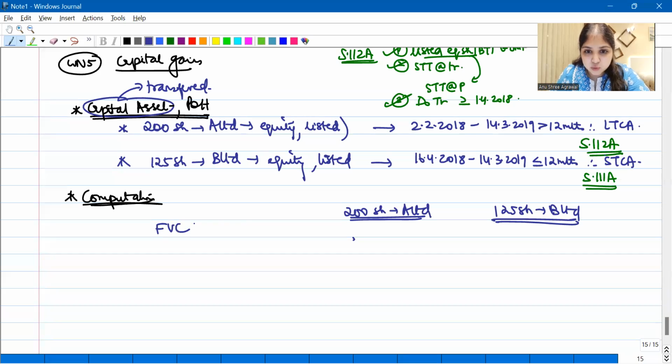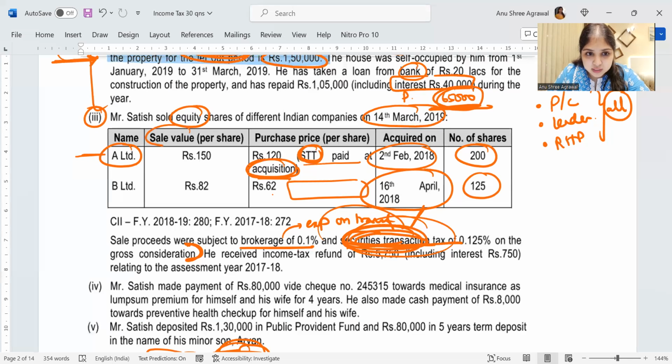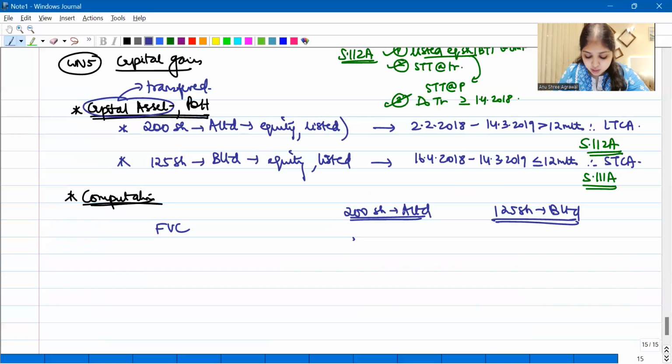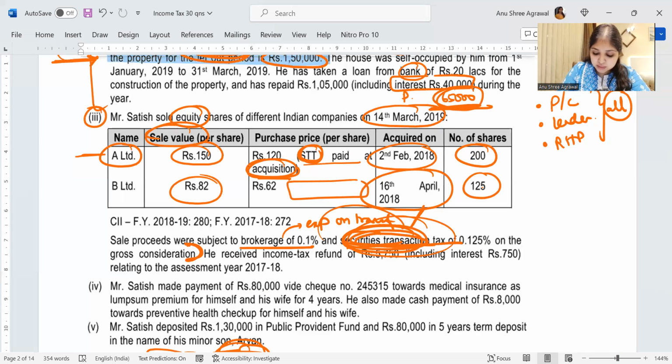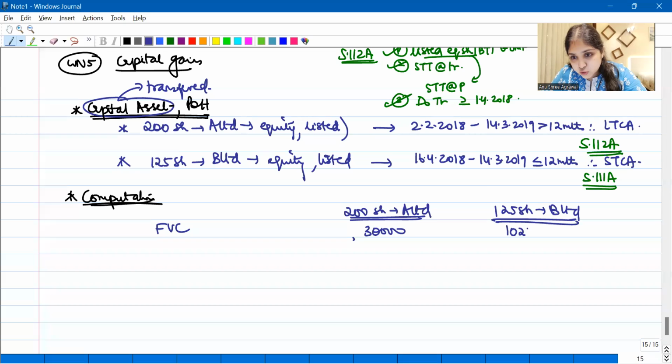I'll start with full value consideration. For how much did I sell away the share? Sale value 150 per share. So 200 shares into 150 per share, 30,000 rupees. 125 shares, sale price 82 rupees per share. 82 rupees per share into 125 shares, 10,250.